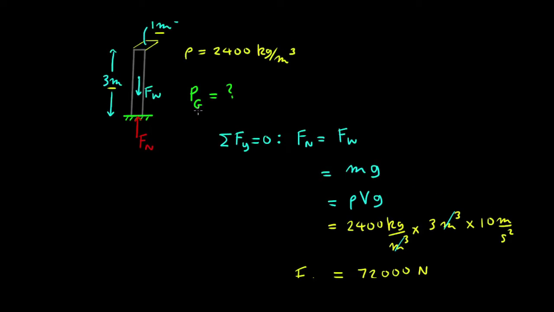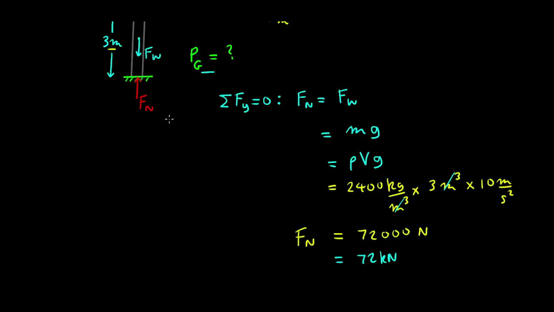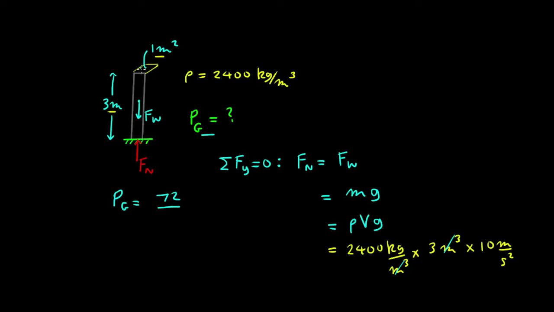So we're asked to determine the pressure on the ground. Pressure is equal to the magnitude of the perpendicular force. In this case, the force is perpendicular to the ground. That will be 72 kilonewtons, and we divide by the cross-sectional area. As we can see, the cross-sectional area of the column is 1 meter squared. So what we get is 72 kilonewtons per square meter, which is the same thing as 72 kilopascals.